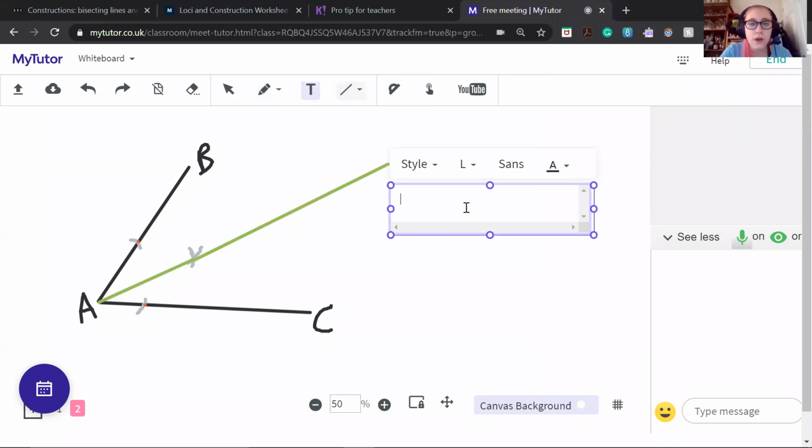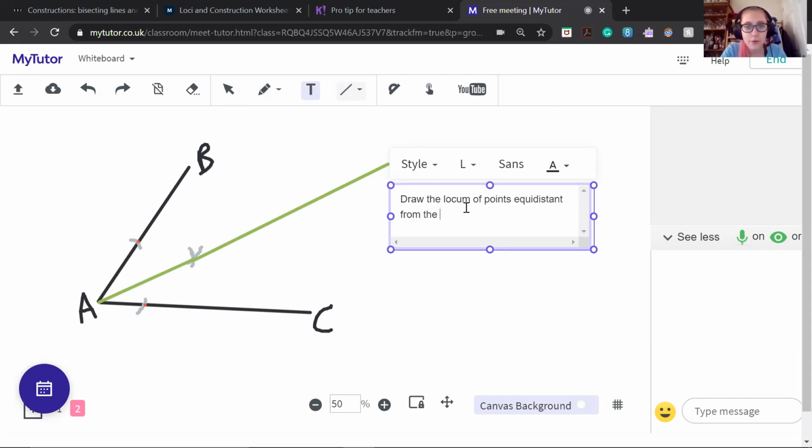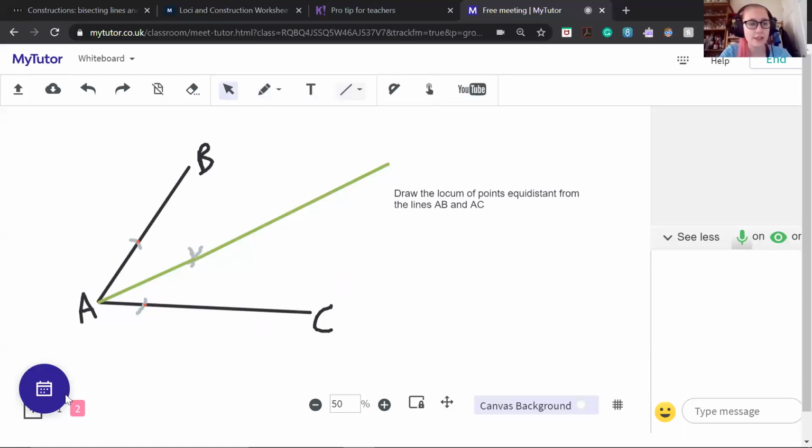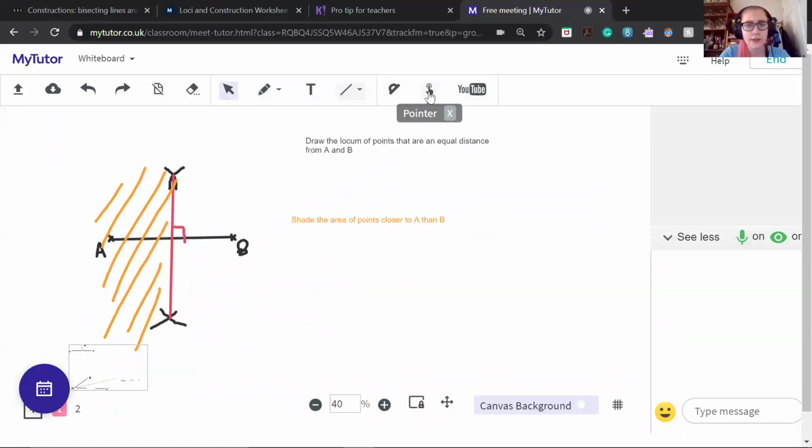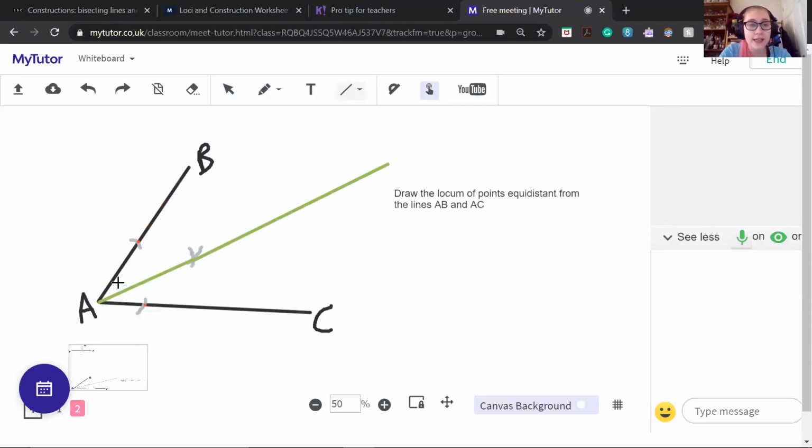So the question here could be, draw the locus of points equidistant from the lines AB and AC. I'll explain this, don't worry, I know there's a new word in there. So when we did this one, this was the locus of points an equal distance. Equidistant just means an equal distance from. Just makes you sound a bit fancier. So this line is the locus of points that are an equal distance from A and B, where A and B are points. Now this is the locus of points that are equidistant from two lines. So when it's 2 points, you draw a perpendicular bisector. When it's 2 lines, you draw an angle bisector.